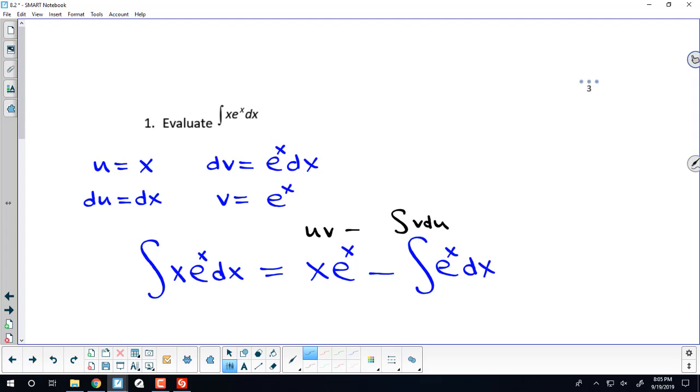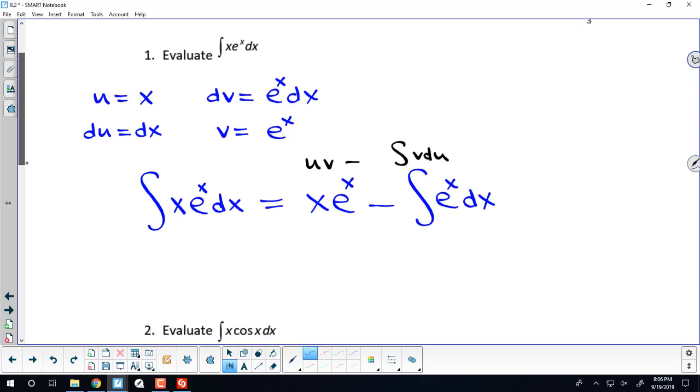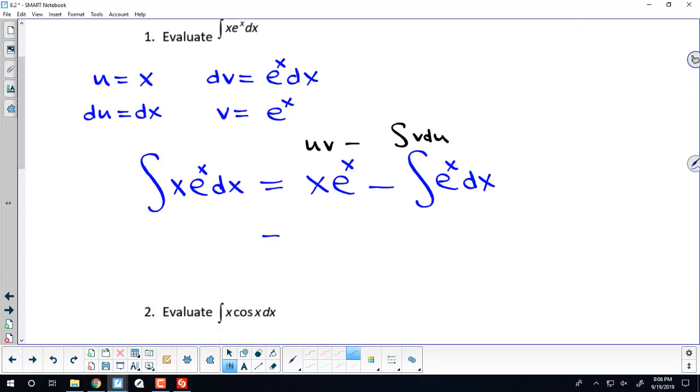Okay, the resulting antiderivative, v du, is easier than what we started with. We'll see an example later on in the section where the v du ends up being comparable or the same as what we started with, and we'll talk about how to handle those. Okay, so then that's actually pretty straightforward. x e to the x minus e to the x.